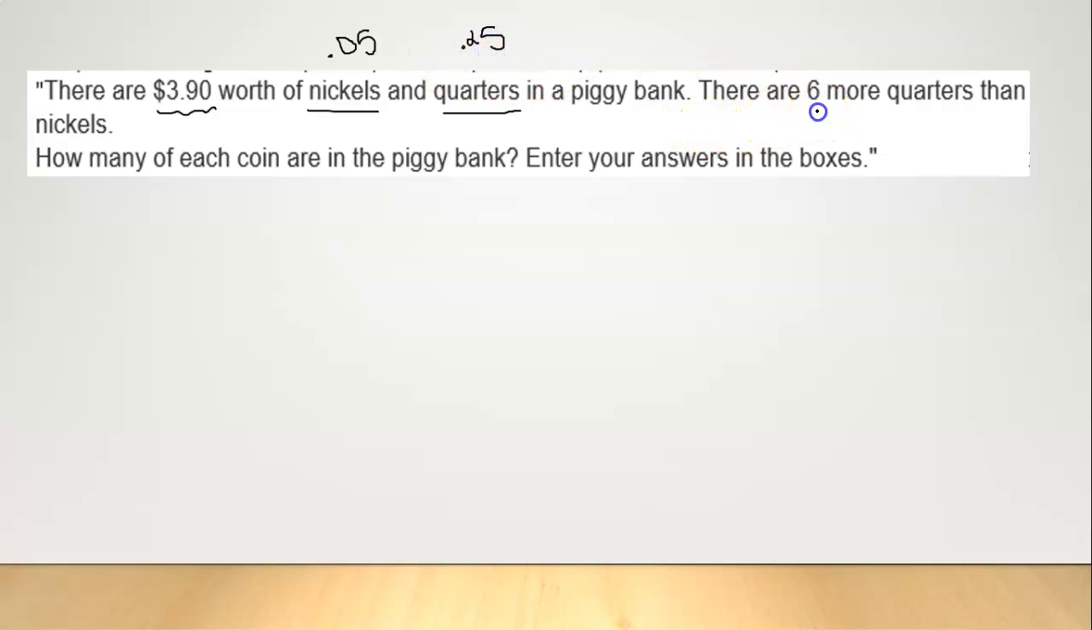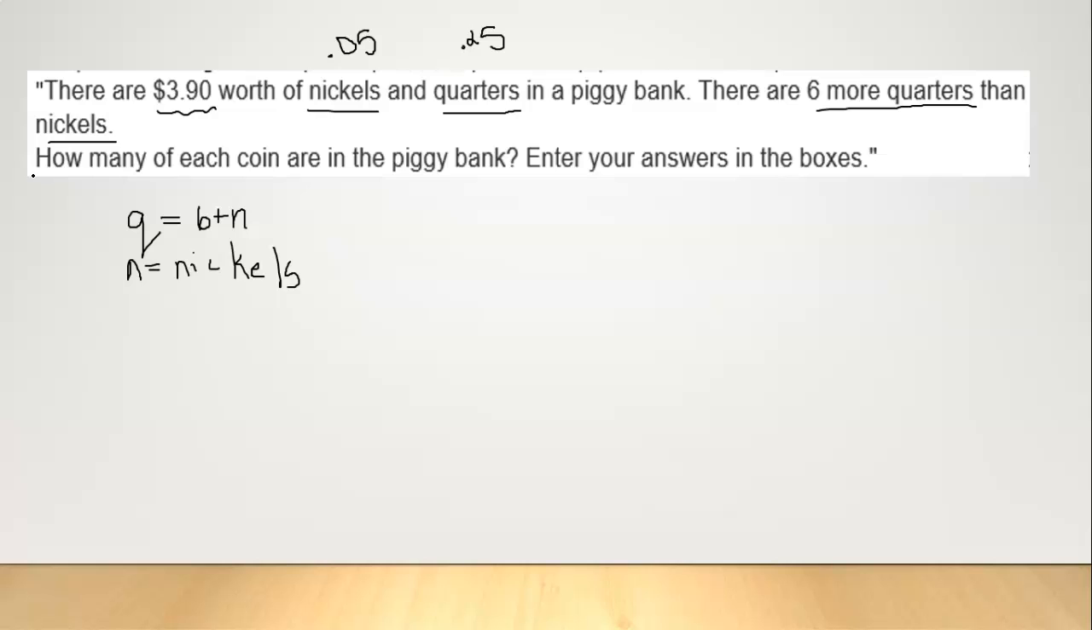Then it tells us there are 6 more quarters than nickels. So how many quarters do we have? Let's see, quarters would be, well, we know there are 6 more than nickels. So we can write that as 6 plus n if we let n equal nickels. So that's just a way that we could write the quarters in reference to n, to nickels, because there are 6 more of them.